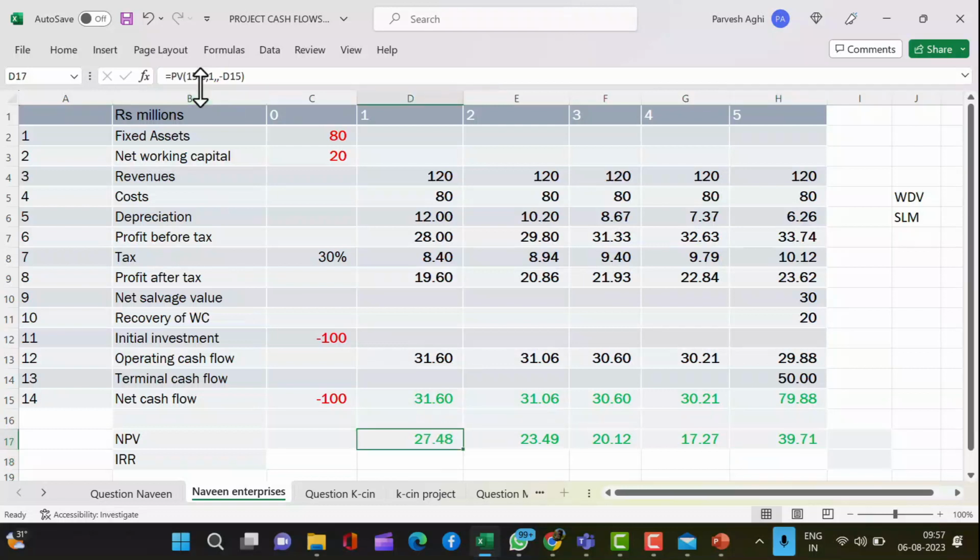If you just write 15% directly, then it will behave properly. If you write the link, then you have to make that also in dollar terms, okay? Then you will get the same. So have you got this?